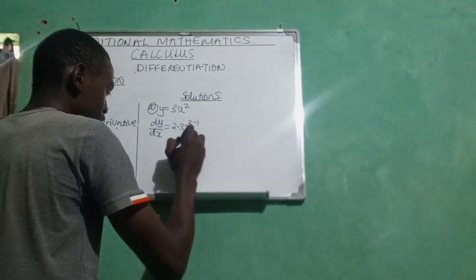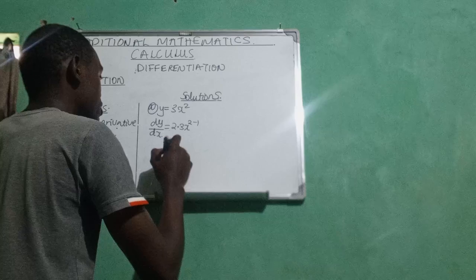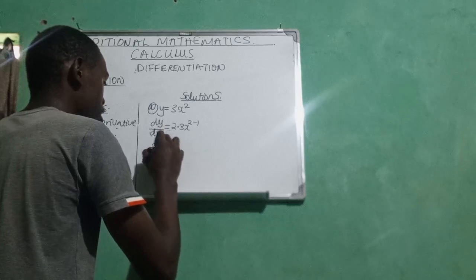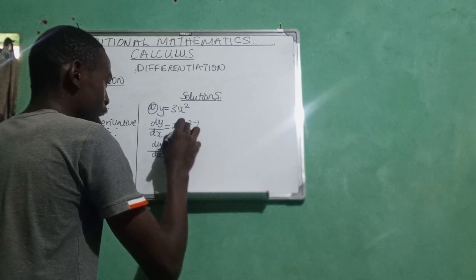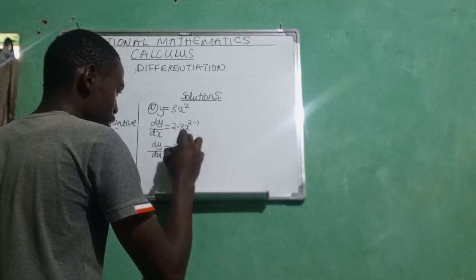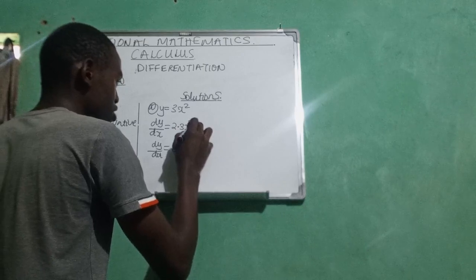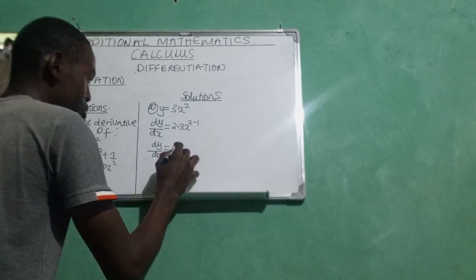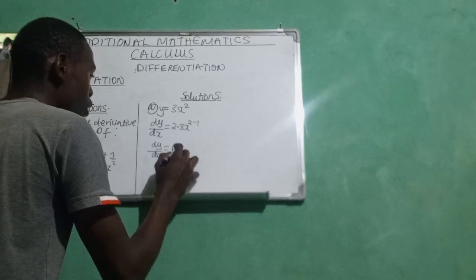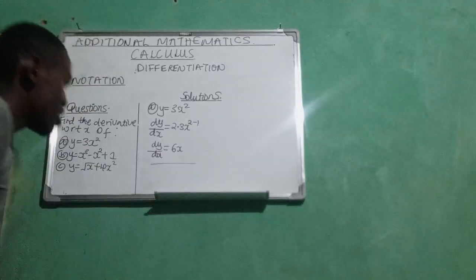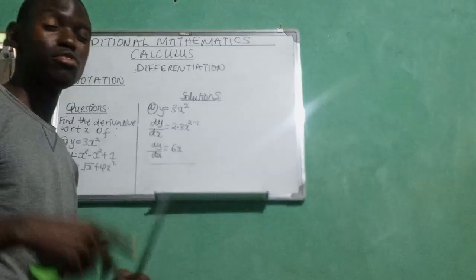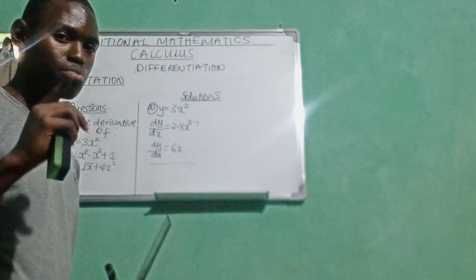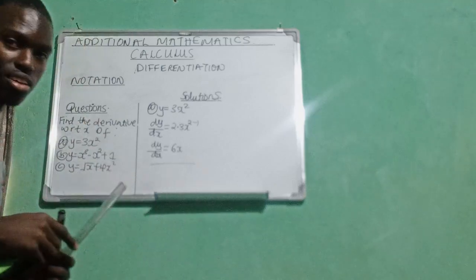When you differentiate this, you are going to have dy dx is equal to 2 times 3, 6, x. 2 minus 1 is 1. Now anything to the power 1 we don't write, because we know there's a power 1. So the answer is 6x. And in the previous videos, using the first principle, we found 6x.